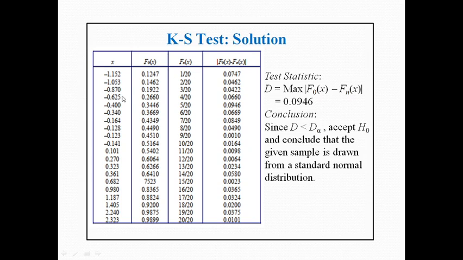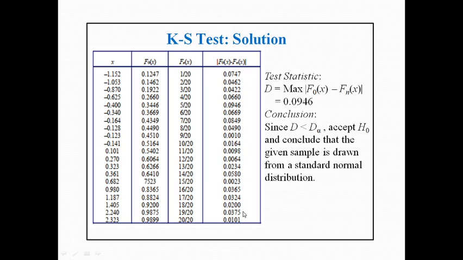Then the next observation again has chance 1 by 20, and adding these up gives the distribution function. So you can add the probabilities like this: 2 by 20, 3 by 20, and so on. These are the empirical distribution function values. If you subtract 1 by 20, that is 0.05, from 0.1247, we get 0.0747, and this is the absolute difference.